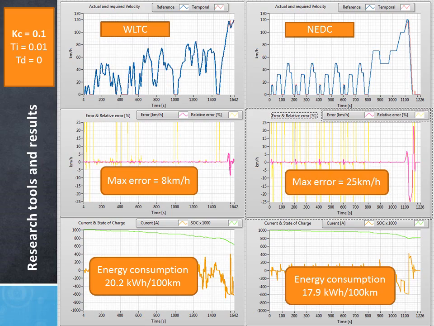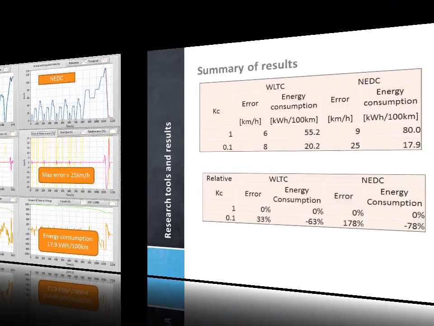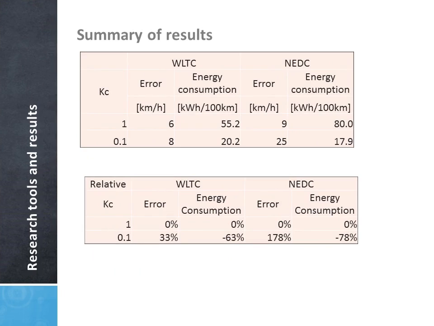Now let's summarize the results. In these two tables, one can see a summary of the results. The upper one recapitulates just pure data, while the lower one gives you an idea of qualitative change in error and energy consumption due to the PID controller's decreased gain.